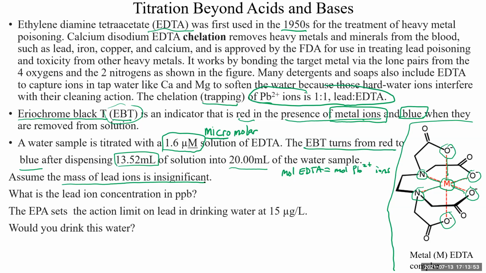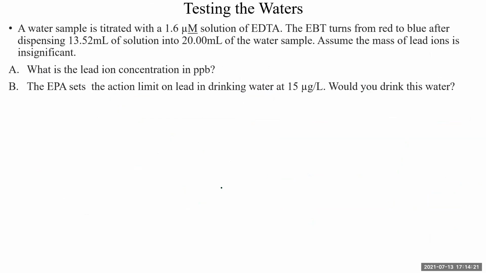So what is the lead ion concentration in parts per billion? The EPA sets the action limit on lead in drinking water at 15 micrograms per liter. Would you drink this water? You could probably tell by just me asking the question that the answer is probably no, right? If anyone hands you a glass of water and says, would you drink this? The answer is always going to be no. Doesn't matter what it is, just say no. The fact that they're asking already tells you should say no. Anyway, but let's compare the values. We're not just going to answer no. We're actually going to do the numerical calculations and see why we should say no.